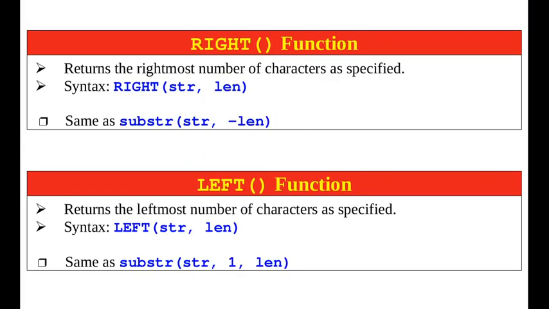Next we are going to discuss the right and left functions. Very simple. The right function returns the rightmost number of characters as specified. Its syntax: right, string and length. Next, the left function gives you the leftmost number of characters. Its syntax: left within brackets string comma length. These two functions' output we can also get with the help of the sub-str function.